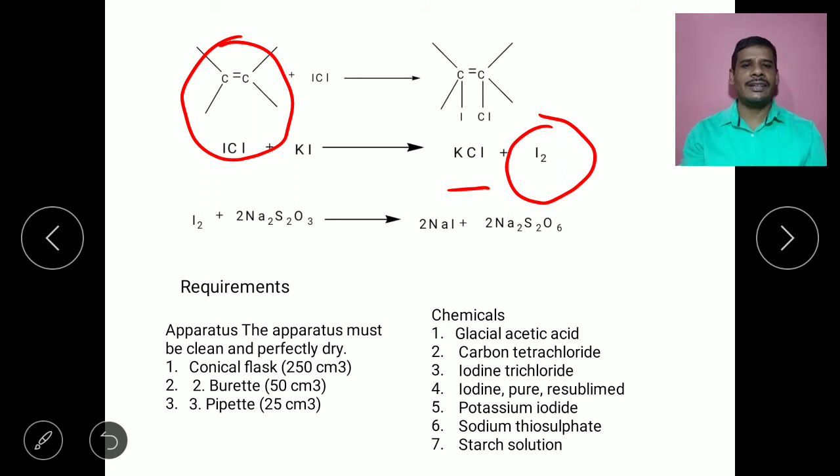See, in this case, which apparatus is required? The iodine flask is required, of 250 ml capacity. Then second, a burette and pipette are required. Normal apparatus like pipette, burette, and conical flask are required for these reactions also, but in this case the iodine flask is required.